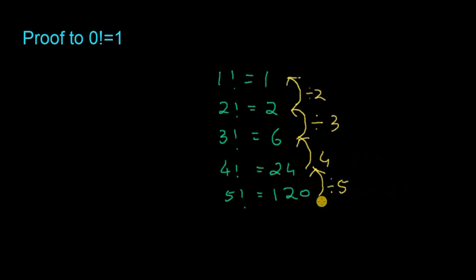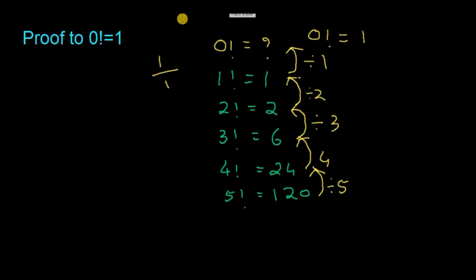So this pattern continues. Now if you want to find what 0 factorial is, you take 1 factorial and divide it by 1. We know that 1 factorial is 1, and when you divide this by 1, we get 1, and therefore we say that 0 factorial is equal to 1. So this is just one method where we use the pattern to get the proof.